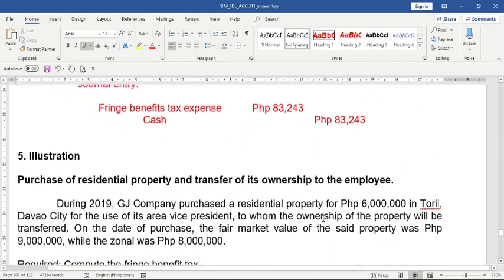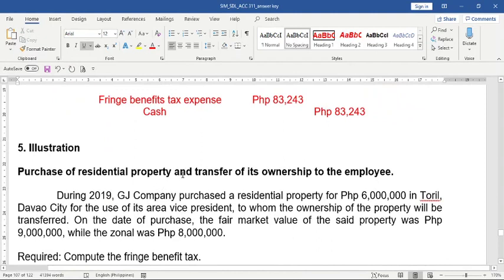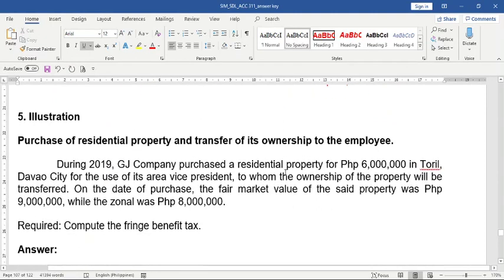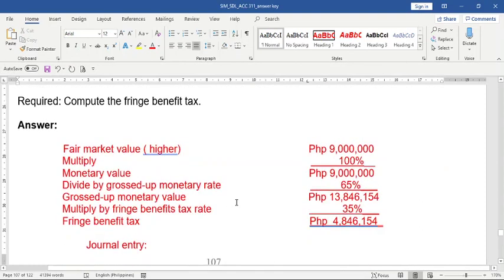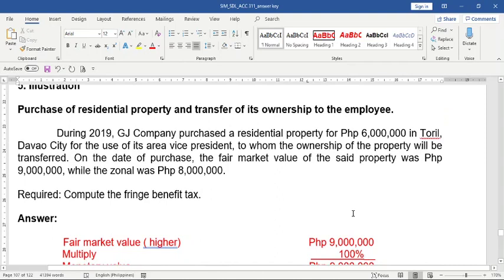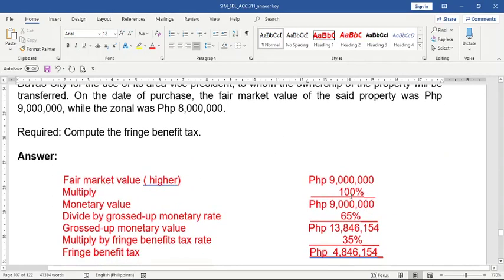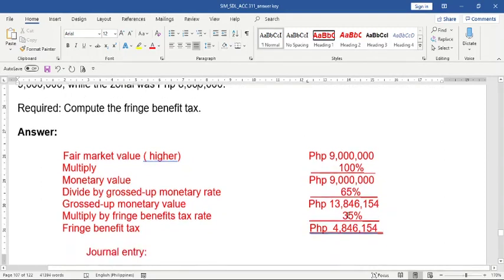Another illustration. Purchase of a residential property that transfers ownership to the employee. The purchase is 6 million. On the date of purchase, the market value is 9 million and the zonal value is 8 million. If there is transfer, we use the market value or zonal value, whichever is higher, so we use the 9 million. There is transfer of ownership, so it's 100%, before you divide it by the gross-up monetary value.